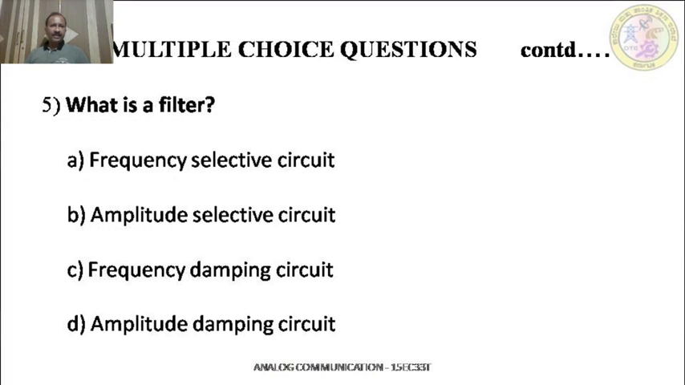Fifth one, what is a filter? Option A, frequency selective circuit. B, amplitude selective circuit. C, frequency damping circuit. And D, amplitude damping circuit. Initially I defined a filter as a frequency selective circuit. That means it selects the required frequency component and stops frequencies other than required. That means the filter is a frequency selective circuit. For this, the correct option is A, frequency selective circuit.